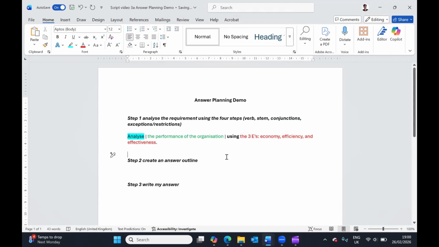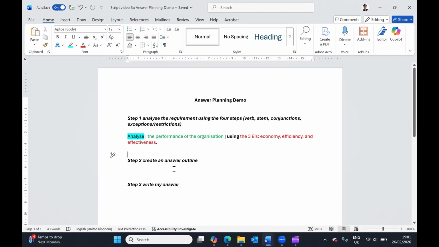So here on my four parts, I've got to analyze. So this is telling me exactly what I need to do, the depth of the answer, what I'm analyzing, right? That's the focus of the response, and then what method I have to use. So I have to use this model that's called the 3 E's: economy, efficiency, and effectiveness. So that gives me sort of like a map for how to go about structuring my answer.